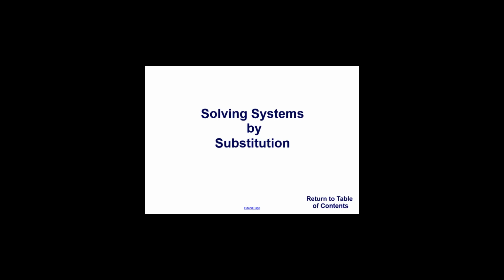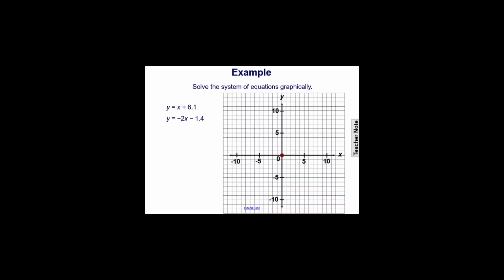Solving systems by substitution. Let's take a look at this example where we're solving a system of equations graphically. Remember, to solve a system of equations graphically, we want to take the two equations in our system and graph the lines that represent the equations and find where those lines intersect. So we have our two equations here. We have y equals x plus 6.1 and y equals negative 2x minus 1.4.